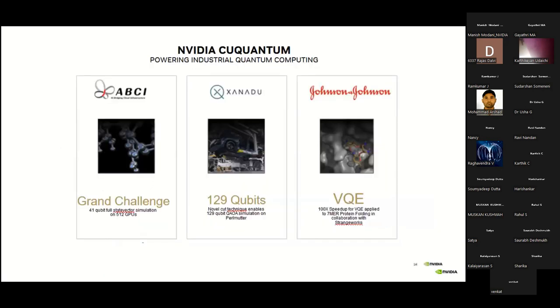Where it is being used, a few examples. First is ABCI. There they solved a 41-qubit state vector simulation on 512 GPUs. They won the grand challenge. Same with Xanadu, they used novel cut techniques, which enabled them to solve a 129-qubit problem. Similarly, Johnson & Johnson solved the VQE problem, the variational quantum eigensolver, and there they found a 100x speedup.